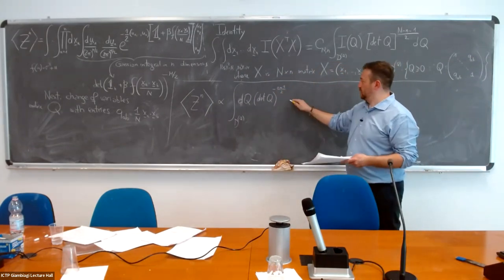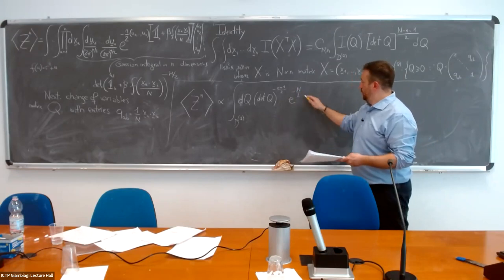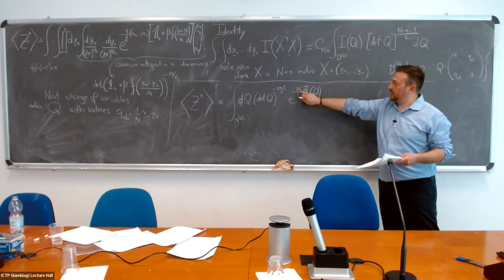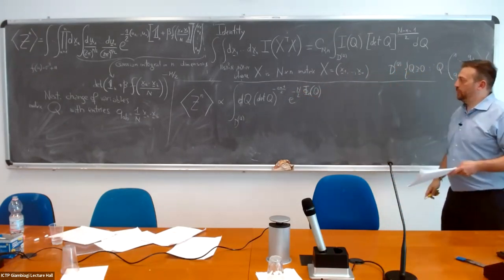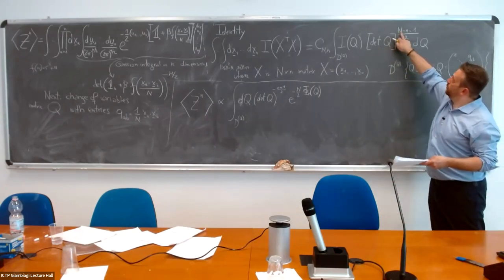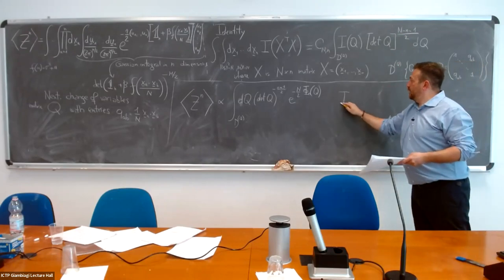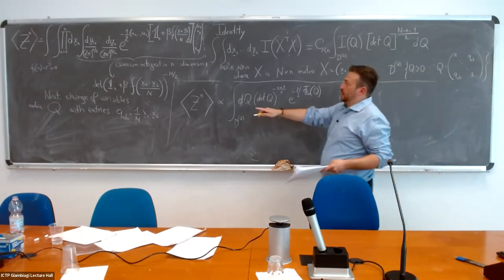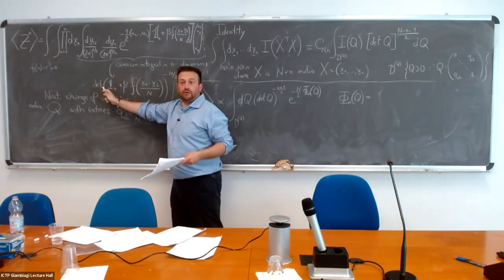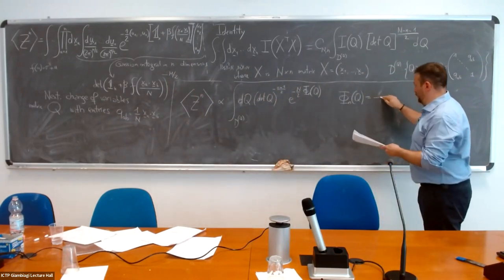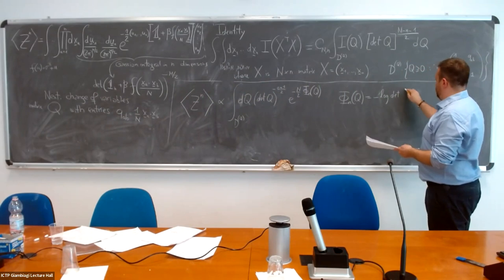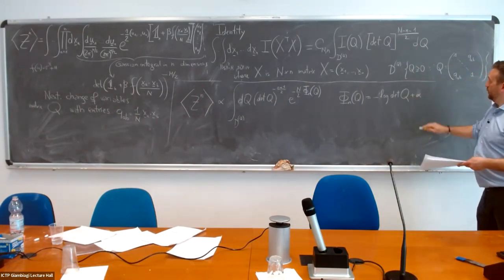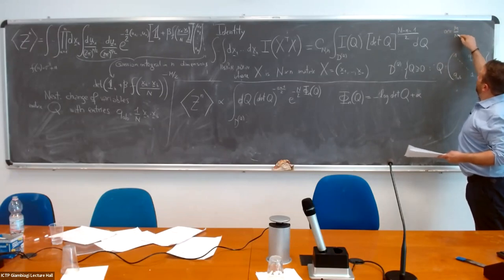Let me rewrite everything in this form: exponential of minus N over two phi N of Q. So all the terms that have a capital N in front, I put them here, including the determinant of Q to the power N over two. And this function phi N of Q is given by what? Well, you will have a log det type of term. So you will have minus log det of Q that comes from this term here, plus alpha. Remember that alpha is capital M over N larger than one.